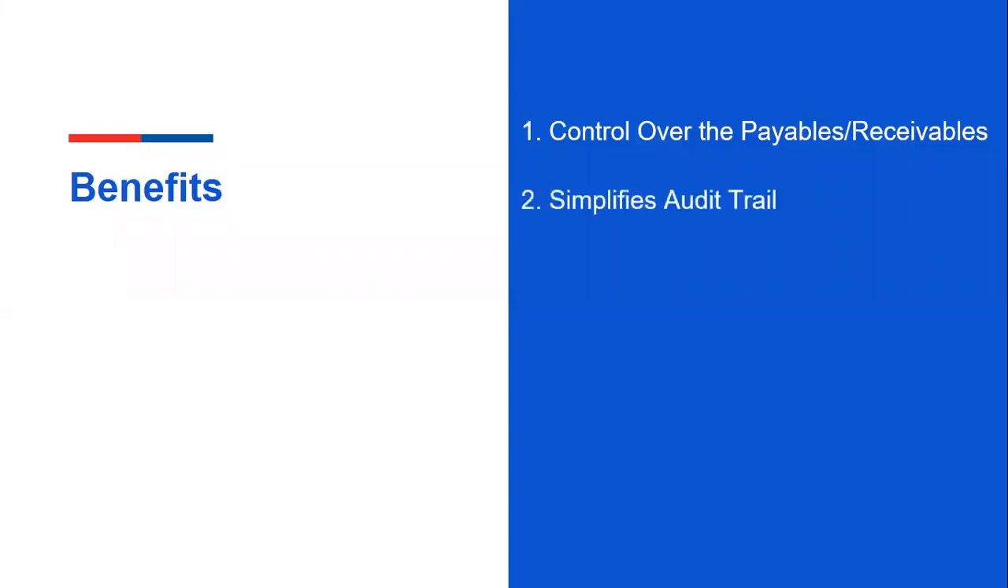The second benefit is simplified audit trail. After recording the transaction, you can view the audit trail report. This is the most important feature in Busy accounting software. In this report, you can view each detail of the transaction, like which user created this transaction, at what time, on which date, and other details also. So in this audit trail report, you can view each and every detail of the transaction. The third benefit is accurate record keeping.